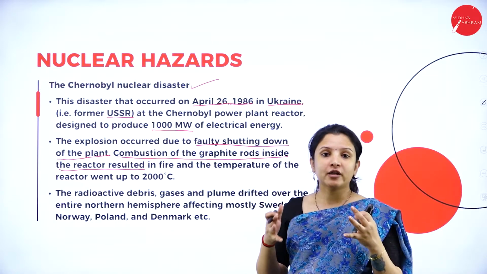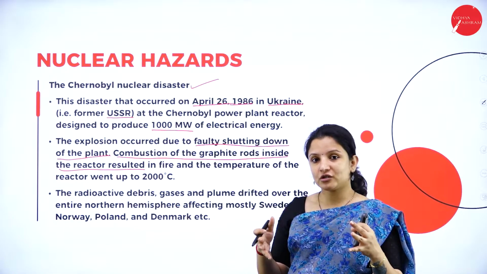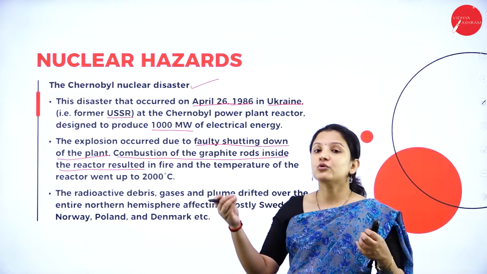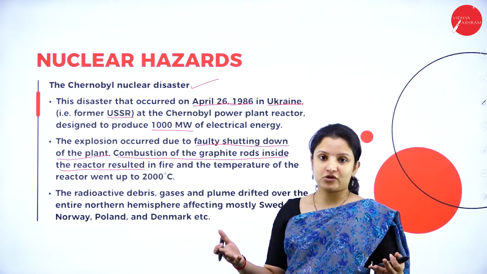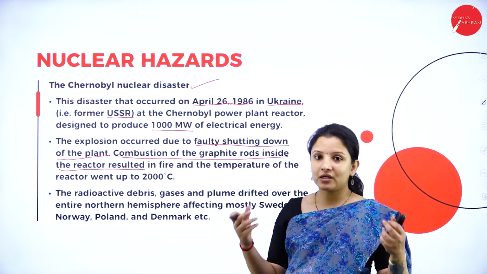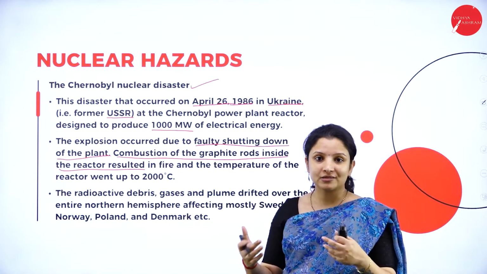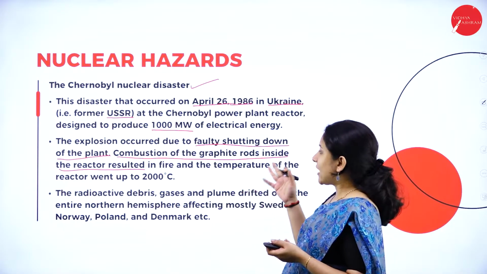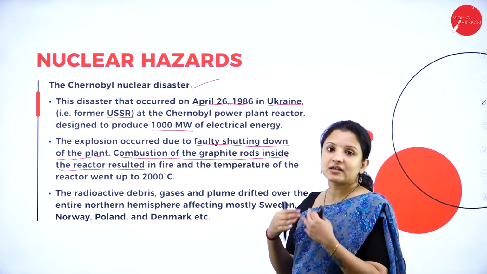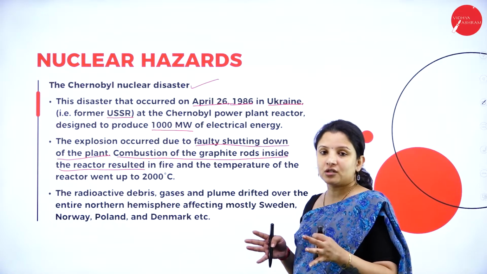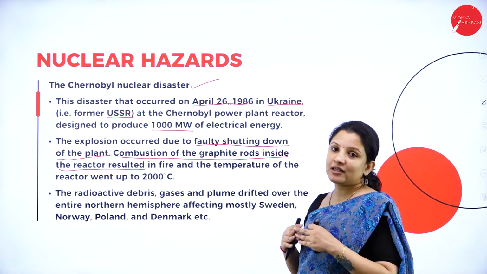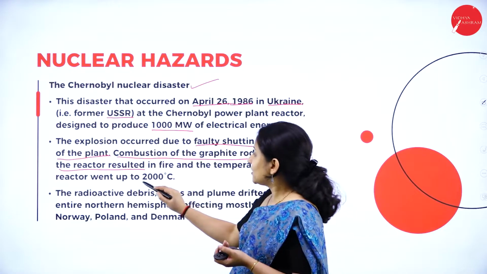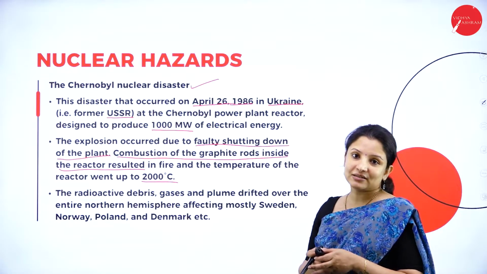Imagine a simple oven in your house, right? You forget to switch it off. Of course, automatically ovens get switched off when you set the time, or you don't set a time and you forget to switch off the oven. It will get heated up, and finally it may tend to blast. The same thing happened here. They forgot to shut down the power plant, which caused the heating up of the graphite rods used in the nuclear power reactor, which actually led to the explosion. So the temperature of the reactor went up to 2000 degrees Celsius.